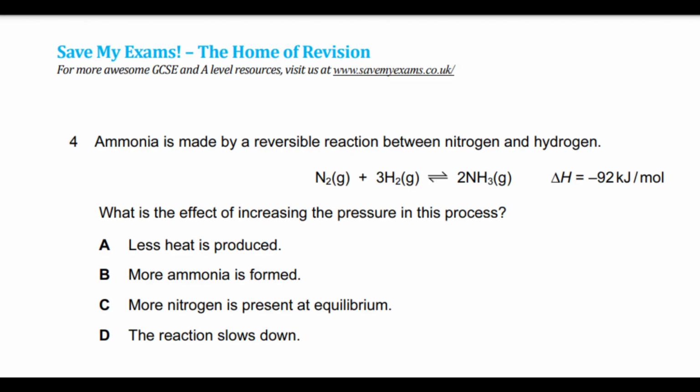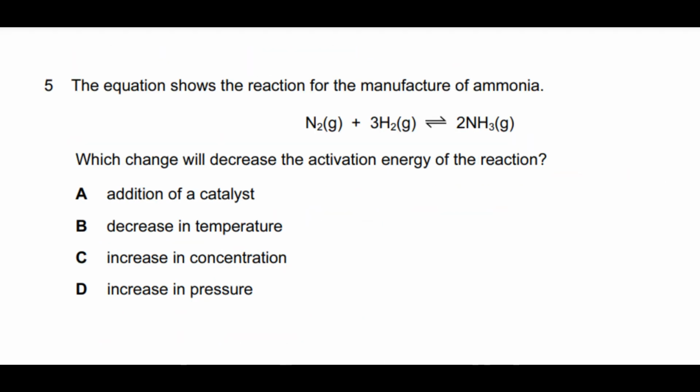Let's do one more question for this video. That is again a question from the production of ammonia. This is the last question of this video. Which change will decrease the activation energy of the reaction? The activation energy is the energy barrier which the reactants have to overcome to convert into product. So Alpha says addition of catalyst. Yes, addition of catalyst decreases the activation energy. That's the correct answer. But let's read the other options.